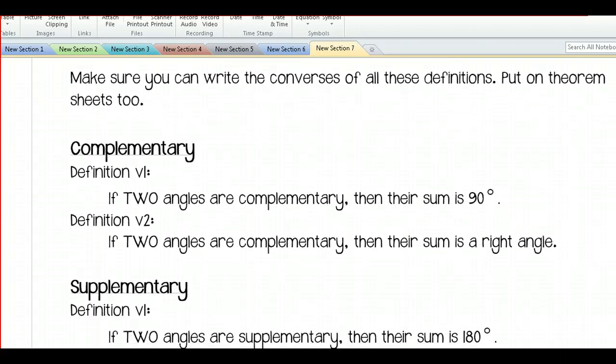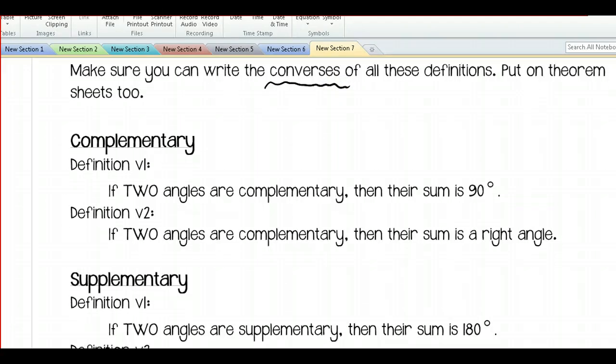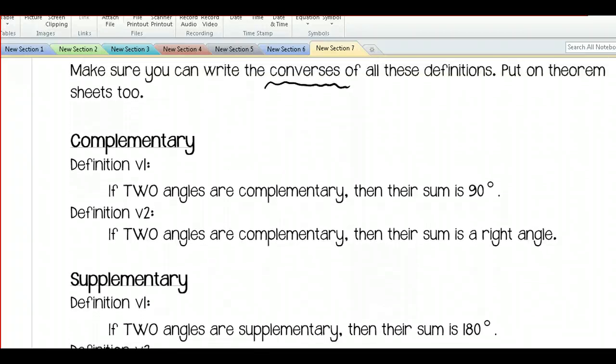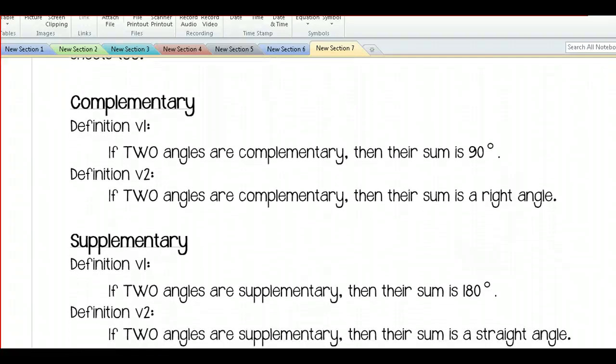Also make sure you can write the converses of all of these, so you may want to include those on your theorem sheets. And again, if you have questions about the converses and if you stated them correctly, make sure you ask me, or when you share it with me on Google Docs, just put a little note there to check the converses, and I will be happy to do that for you.